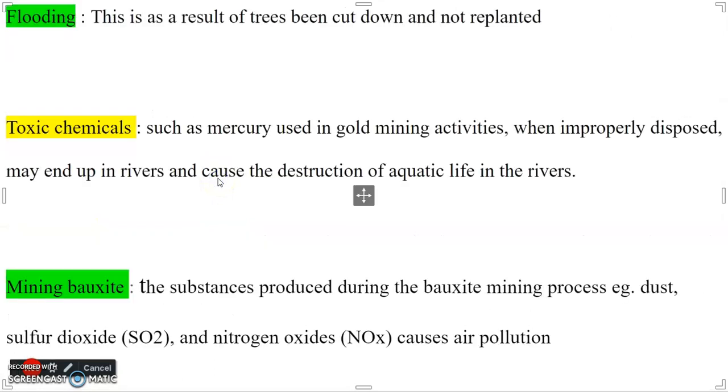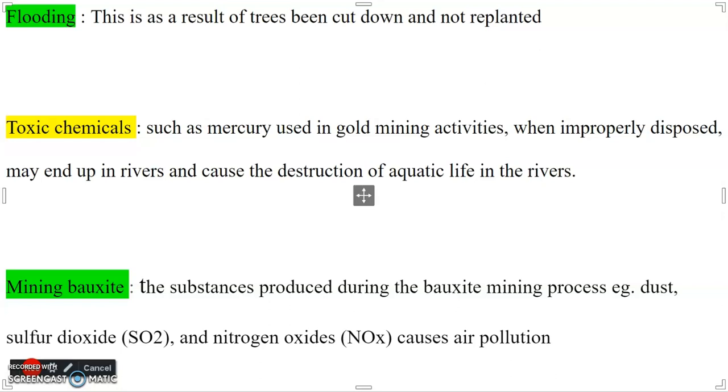You could also write flooding as an environmental consequence of the misuse of resources. This is as a result of trees being cut down and not replanted. You could also write toxic chemicals such as mercury used in gold mining activities, when improperly disposed, may end up in rivers and cause the destruction of aquatic life in the rivers, right?